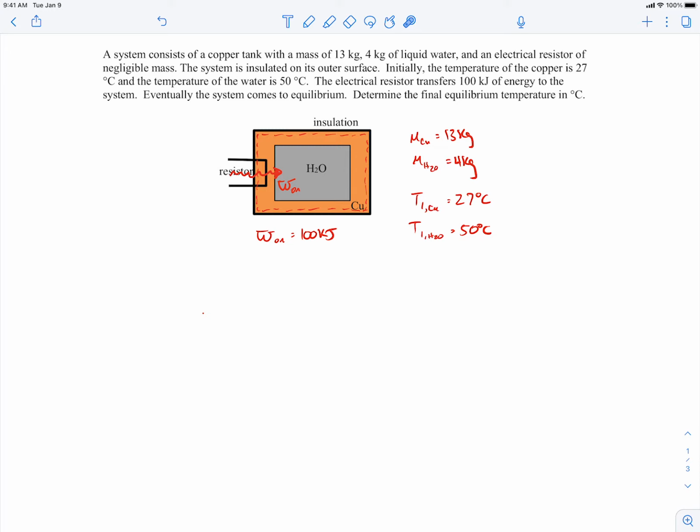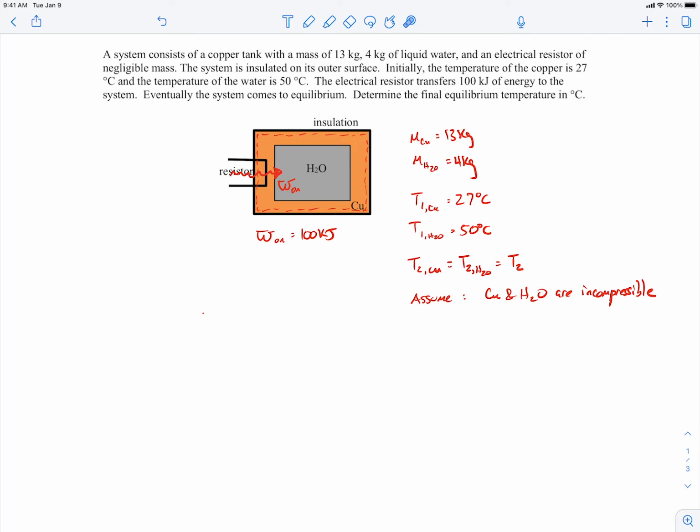Eventually the system comes into equilibrium. So when it comes into equilibrium, what will happen is the copper and the water will have the same temperature. So T2 copper will equal T2 of the water, so I'll just call it T2, just the final temperature. Now another thing that I'm going to do in the analysis here is I'm going to assume that the water and the copper are both incompressible substances. So I'm going to assume copper and water are incompressible. That's a pretty good assumption for solids as well as liquids. And you'll see that that'll play into this in a little bit. So I'm asked to find what the final temperature is of this system.